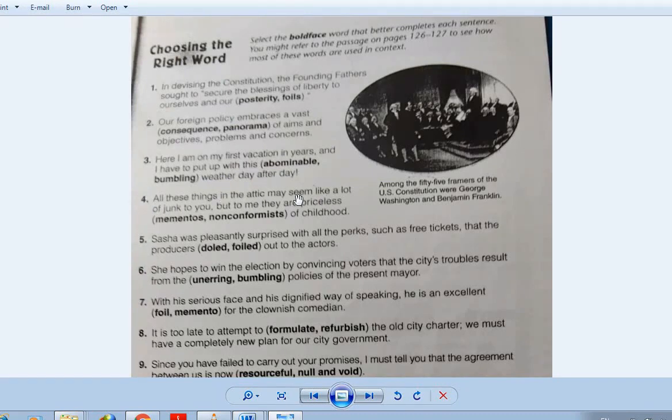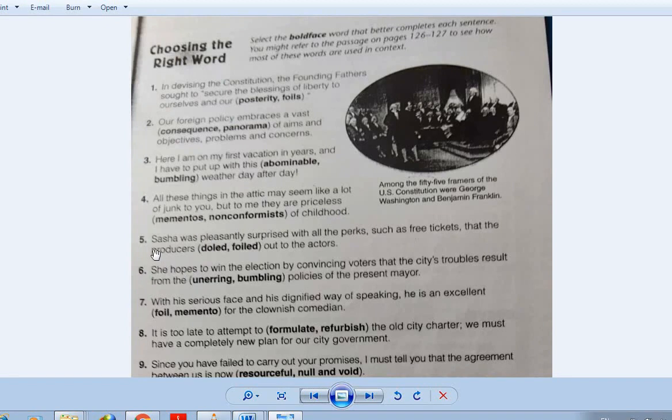All the things in the attic may seem like a lot of junk to you, but to me they are priceless mementos or non-conveniences of childhood. Yes, these are for you junk, but for me they are priceless, very precious of childhood. This is the clue word, childhood. Yes, mementos, like memories, reminders of a childhood.